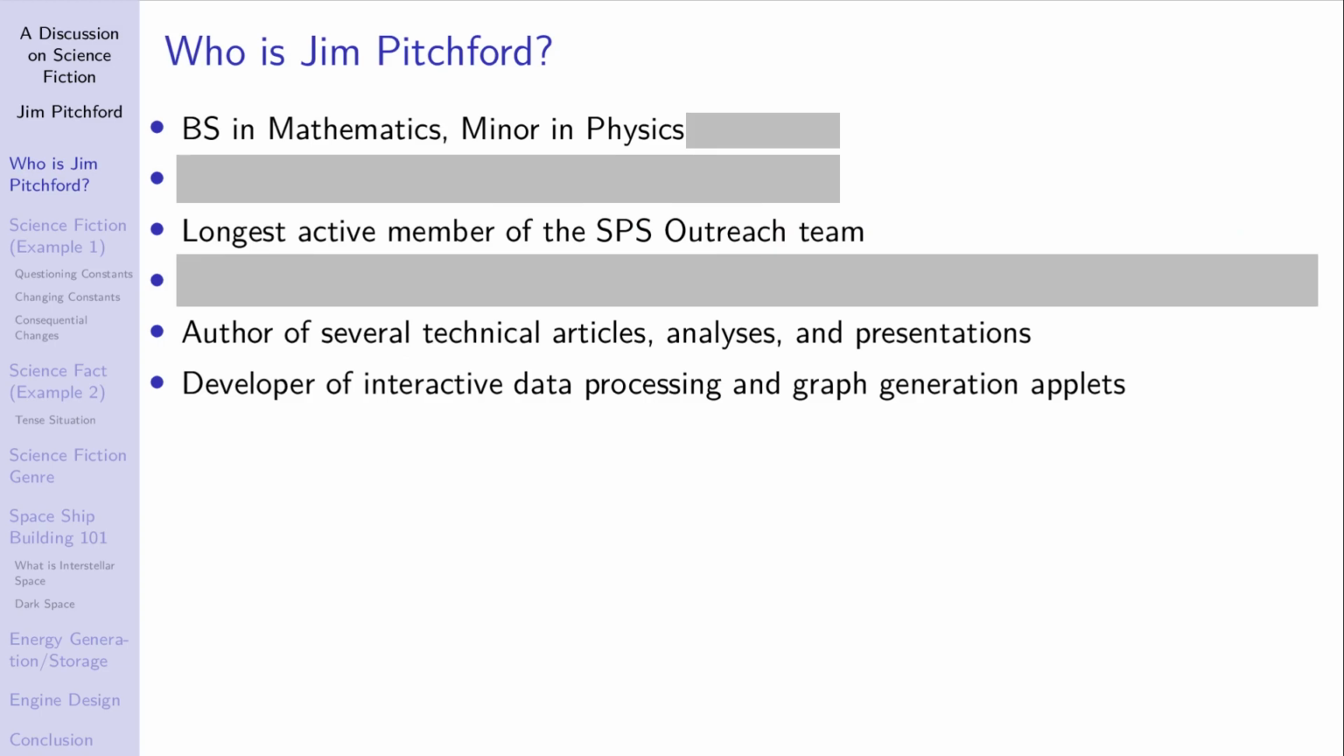Alright, so who am I? On this slide I've blacked some things out just to make it a little harder to specifically identify me, even though you do have my name. I mean, it's on my books too. Anyway, I have a Bachelor's of Science in Mathematics and a minor in Physics. I'm the longest active member of the SPS outreach team. For those of you that don't know, SPS is the Society of Physics Students, and it is the specific SPS chapter at the college I got my degrees at. That is also where I gave this presentation.